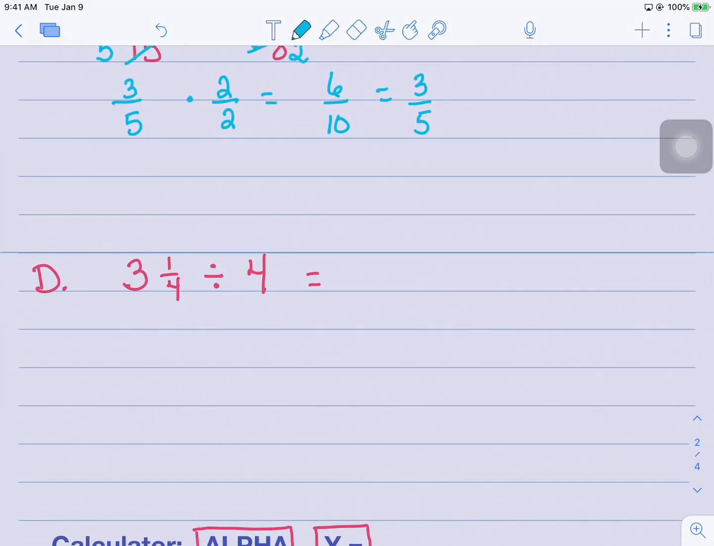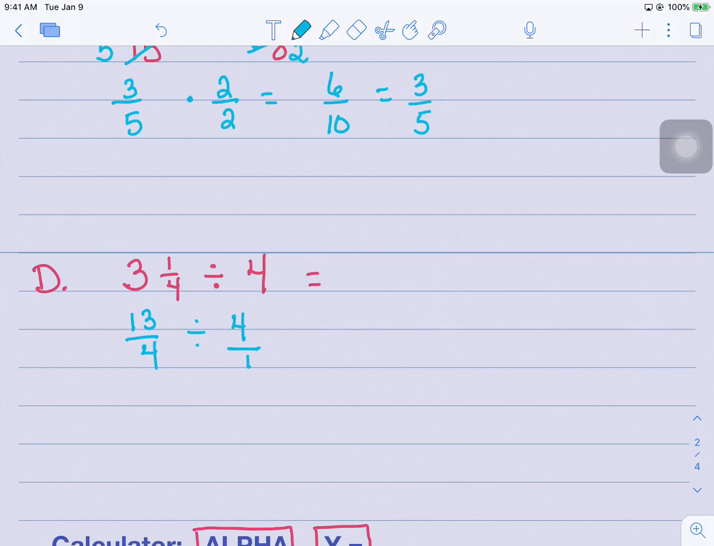So here's a problem with a mixed number, and it's being divided by a whole number. So the first thing we're going to do is change it to an improper fraction. So 3 times 4 is 12, plus 1 will give us 13 over 4, and this is being divided by 4. Now remember, when we divide anything by a whole number, we can think about it as a fraction as well. We can put any whole number over 1 and make it look like a fraction. Doesn't change the value.